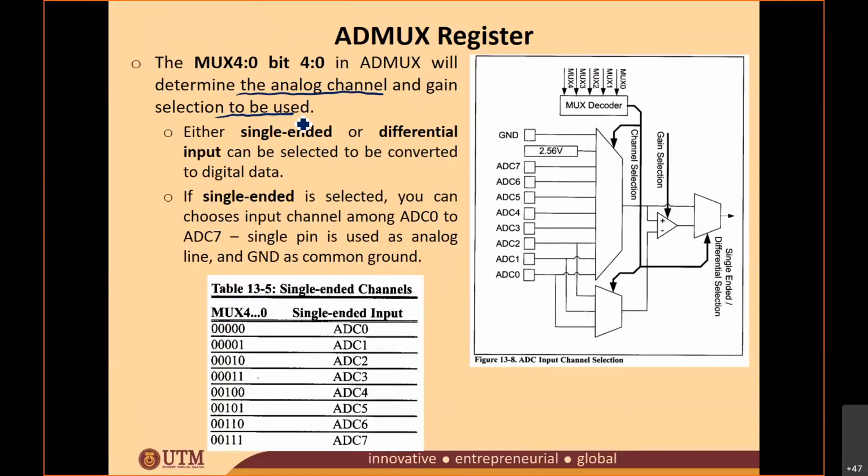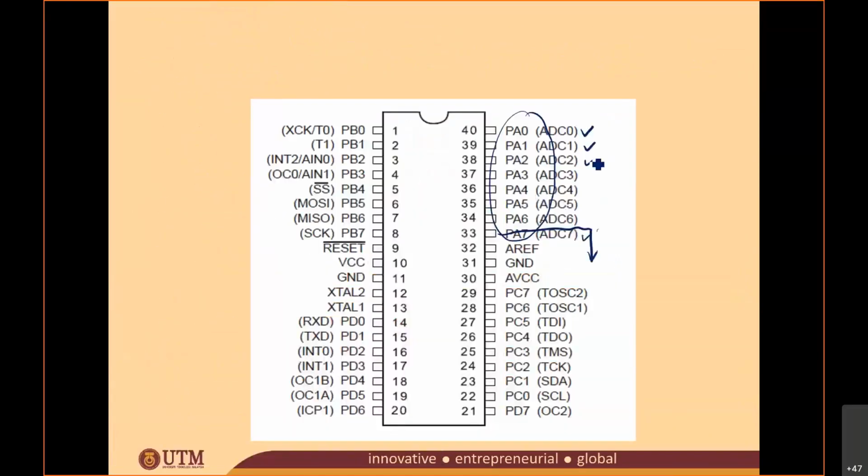There are 2 types of analog channel here. Either you're going to use single-ended or differential input. Let's look at the single-ended first. If single-ended is selected, you can choose the input channel among ADC0 to ADC7, where a single pin is used as an analog line and ground as a common ground. It's something like this. You have sensors here. Usually your sensor has a positive and negative terminal. So your positive terminal you connect to your ADC channel, while the negative you connect to ground. This is what we call a single-ended channel.